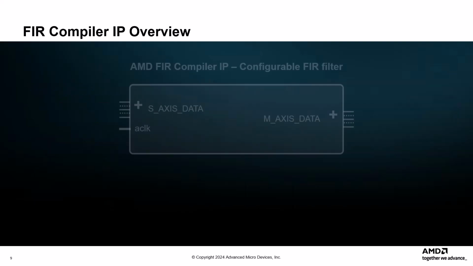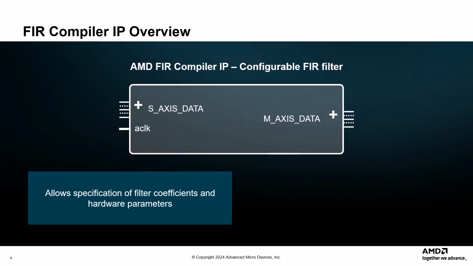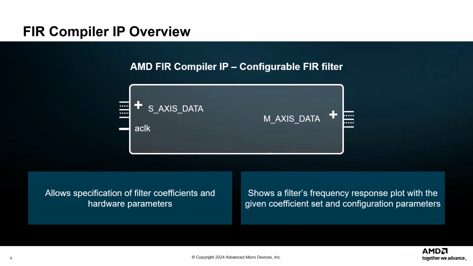With regards to the AMD FIR compiler IP, it is a configurable FIR filter that allows a user to simply specify the filter coefficients and hardware parameters, such as coefficient width and sampling frequency. The configuration window of the FIR compiler IP also shows a frequency response plot of the filter with the given coefficient set and configuration parameters for extra verification.